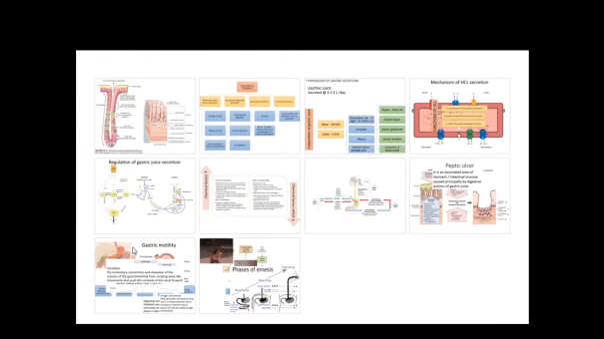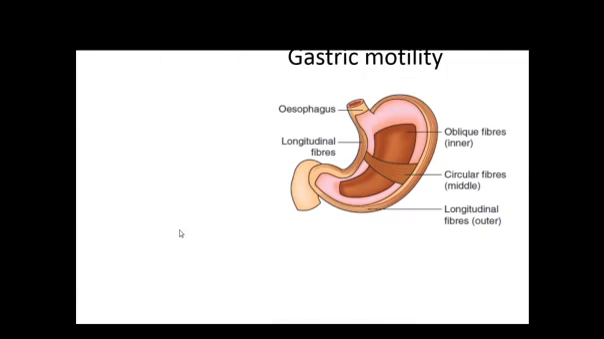Now coming to gastric motility. Before going to gastric motility, a basic revision of the different types of muscles present. The outermost muscle present is longitudinal fibers, the middle are circular fibers, and the inner ones are oblique fibers. They contract as a single unit. That is a characteristic feature of the gastric muscle.